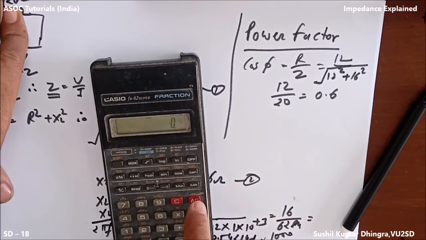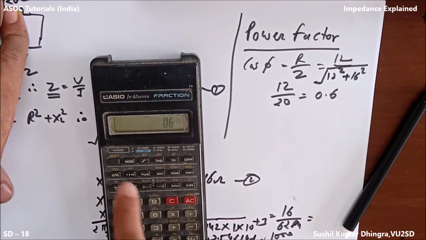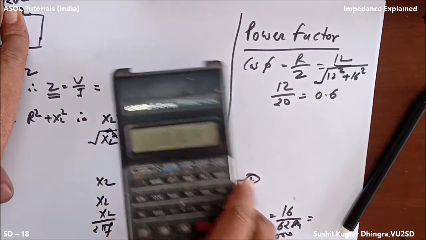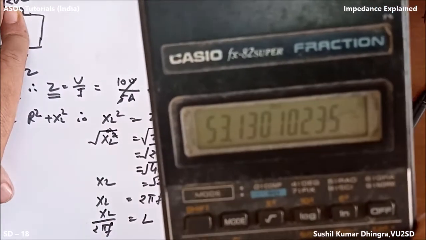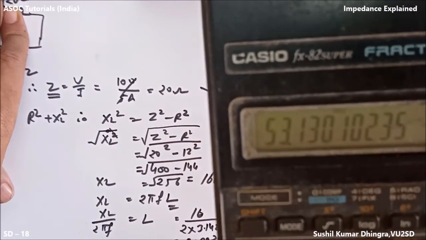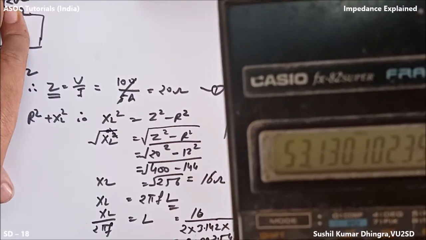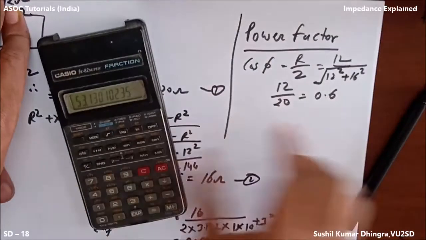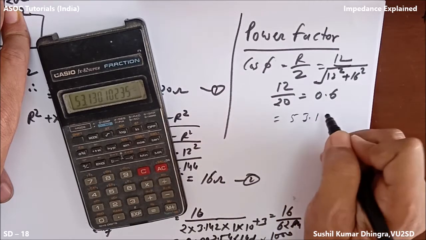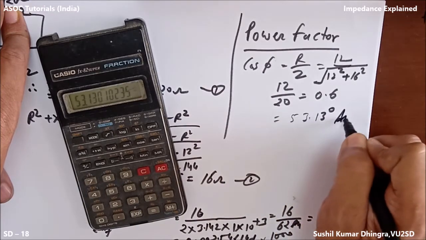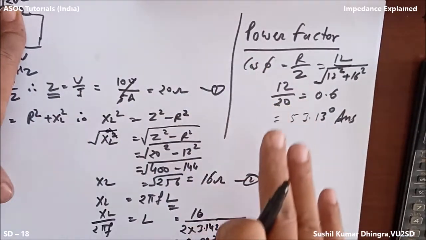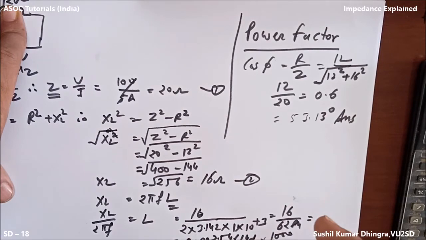But if you want to convert to angle, 0.6 shift cos inverse. You can see this is 53.13, taking the rounded value 53.13. So this is equal to 53.13 degree. This is the answer. So I have tried to solve this question from every angle of view. Now going next.